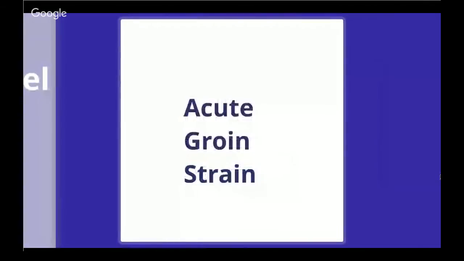So today we're going to be talking about the disablement model and how it relates with injury prevention and health-related quality of life. Now, to help in aiding understanding, I'm going to be using the acute groin strain as an example throughout this presentation.